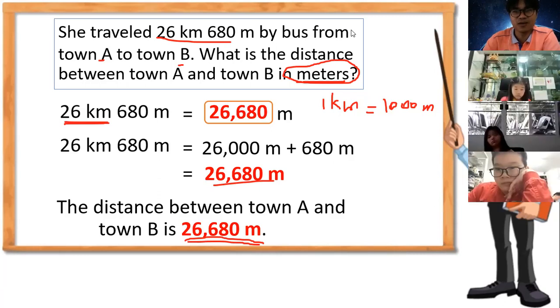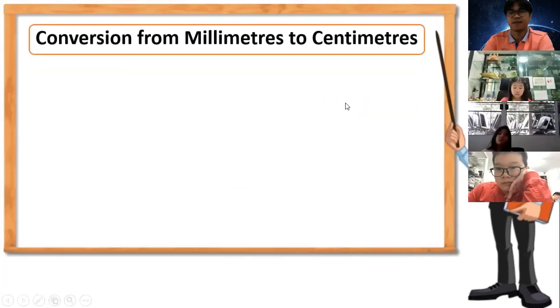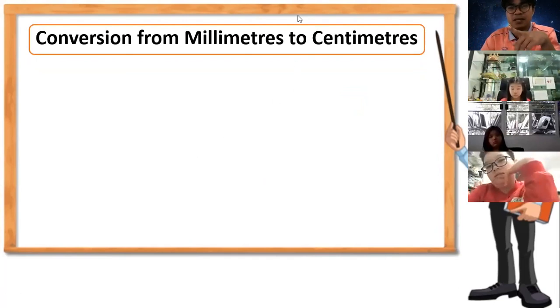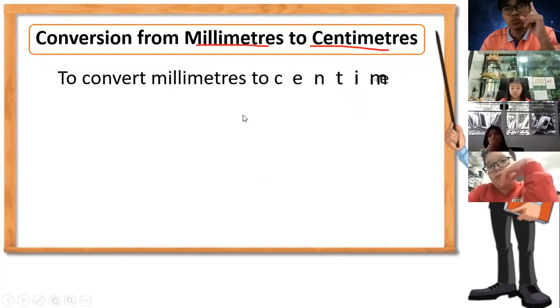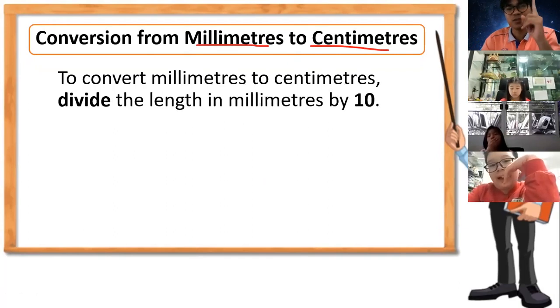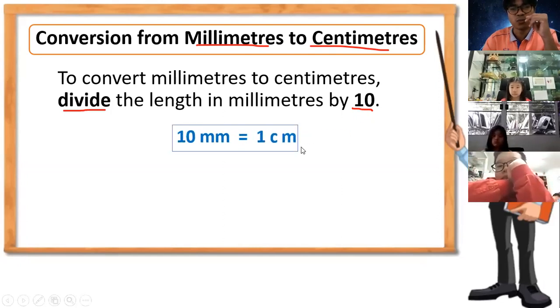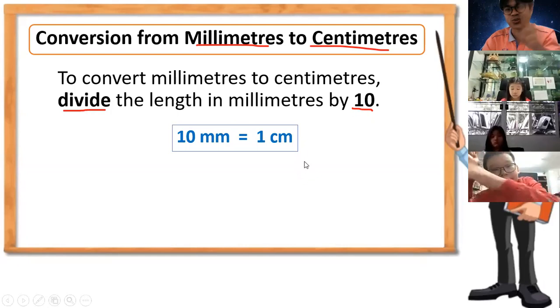Okay, now let's go to the principles in conversion of units of length. Let's go to the steps, the rules. Look at here. If you convert from millimeters to centimeters, what to do? To convert millimeters to centimeters, divide by 10. Teacher, why divide by 10? Because 10 millimeters is equal to 1 centimeter.